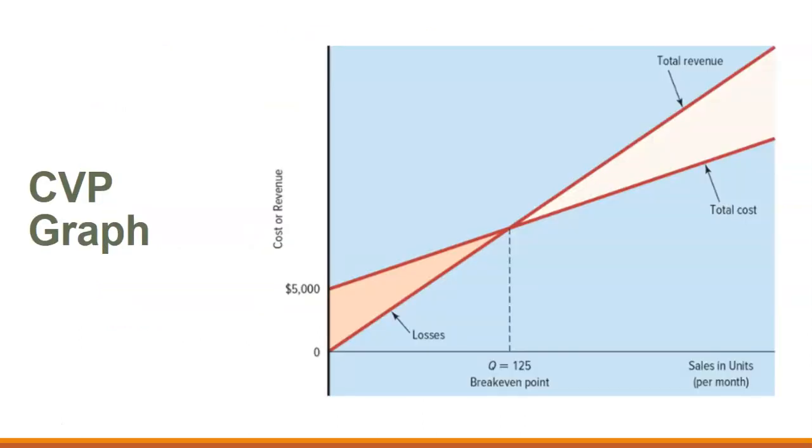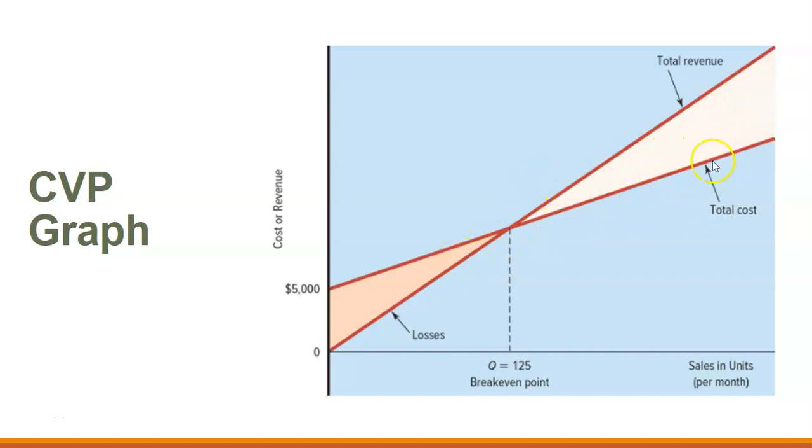This is a CVP graph. We can see that we have a break-even point of 125 units. So on a CVP graph, where our costs and our revenues cross over is the point of break even. Anything below that break even point is a loss, and anything over that break-even point is profit.